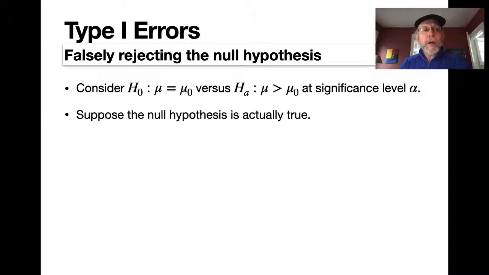Suppose the null hypothesis were actually true. Of course, you wouldn't know this in doing the test. If you knew that the null hypothesis were actually true, there would be no need to do a significance test in the first place, right? But let's just suppose, for the sake of argument, that the null hypothesis is actually true.